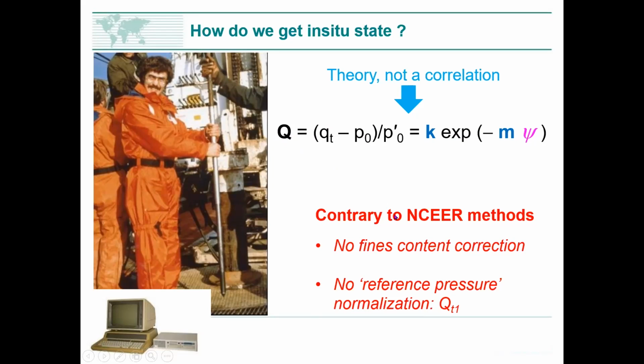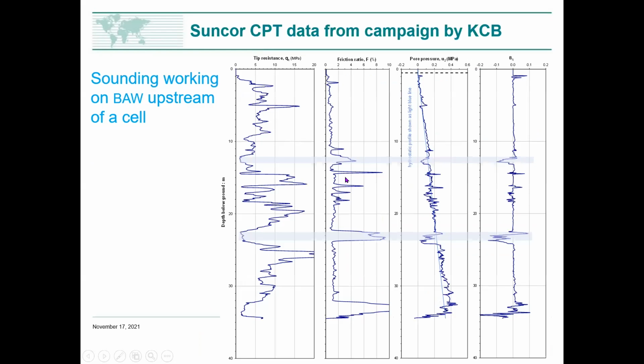And a bunch of you will be familiar with the NCEER method and looking at liquefaction. I emphasize to you now that with critical state theory, there is no fines content correction. We have material properties, k and m, which are related to the H's, the chi's, and the M's and the N's, the actual mechanical properties. And we have no reference pressure normalization. It has to be done as a simple stress ratio, which is this Q. Okay, I'll come back to the theory in a moment.